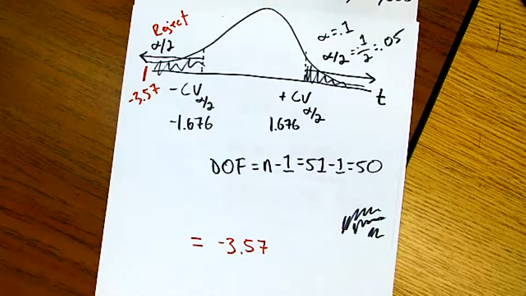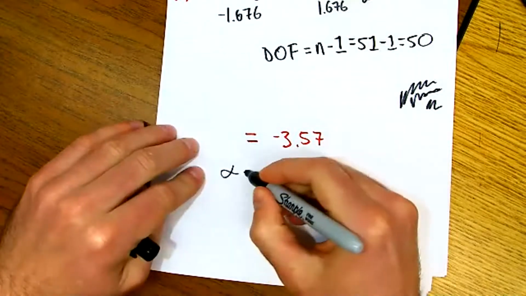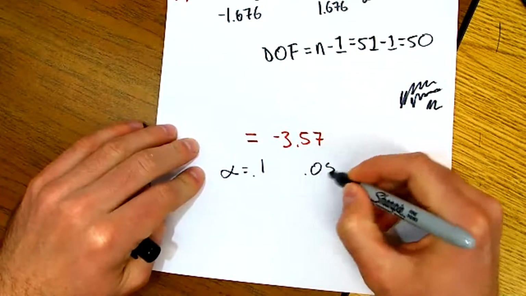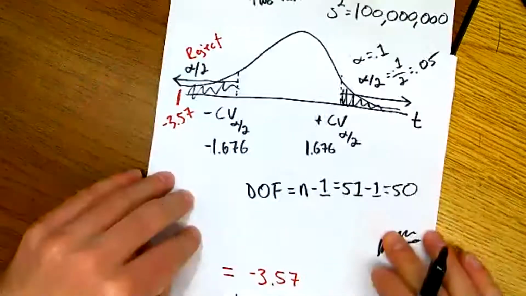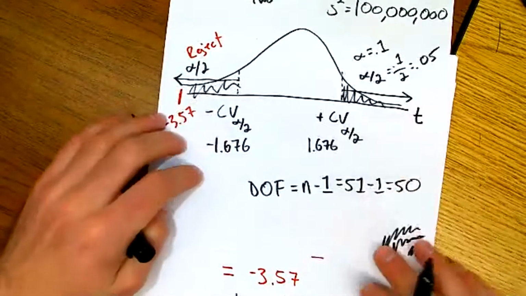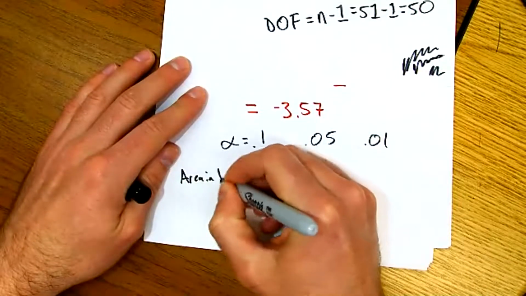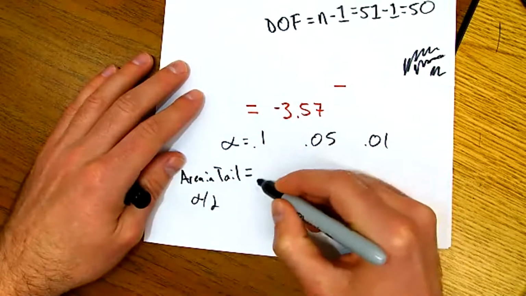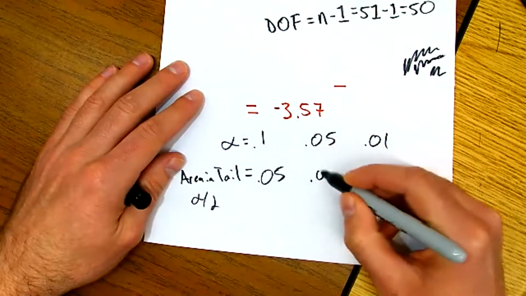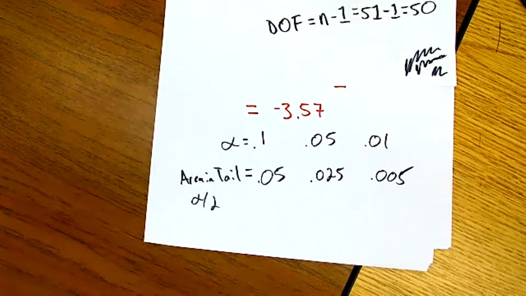Okay. Now, I looked up one alpha value. The alpha values I wanted were 0.1, 0.05, and 0.01. Well, because it was a two-tailed test, alpha was the total area in the tails. The area I actually wanted in the tail was alpha over 2. So the values I want to look up are 0.05, 0.025, and 0.005. Okay?